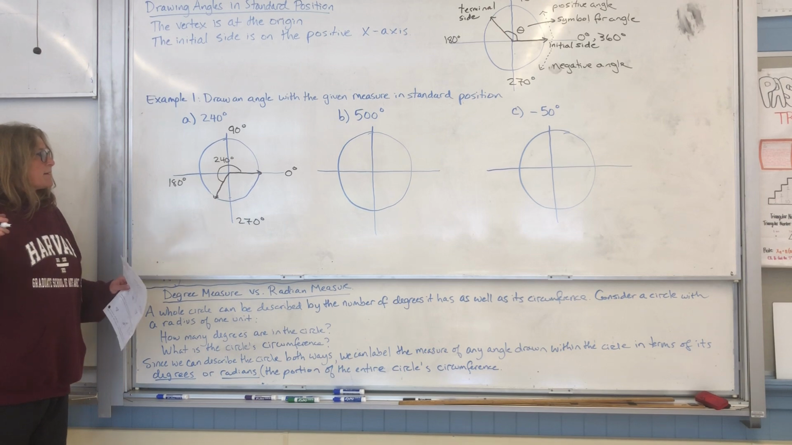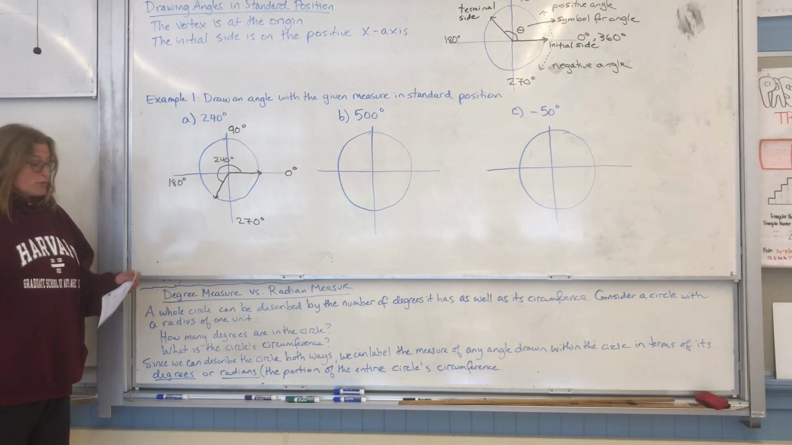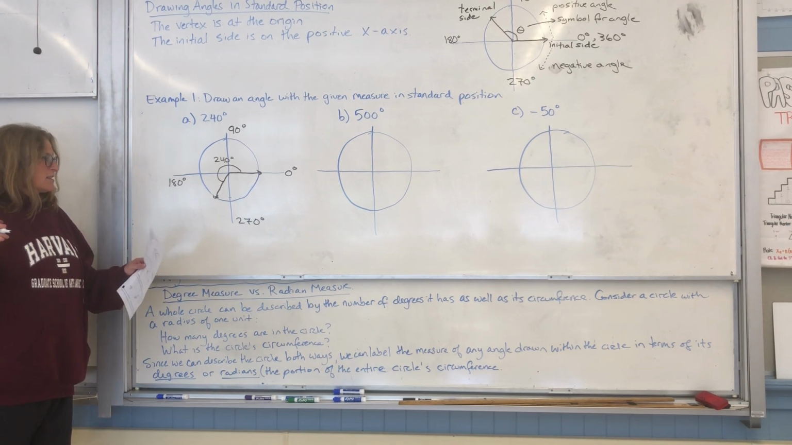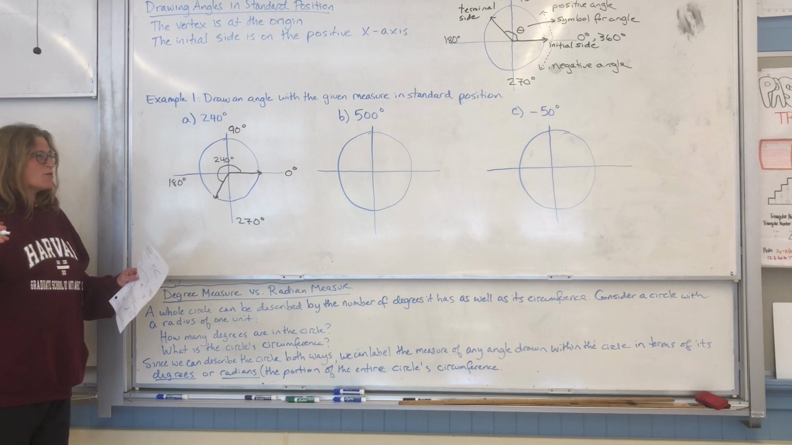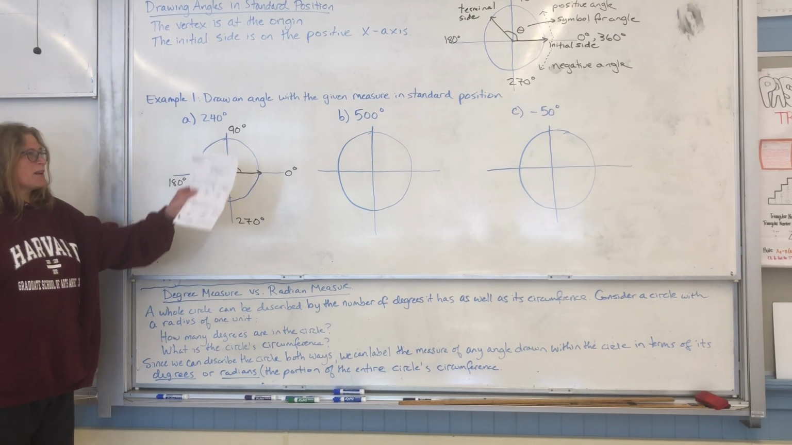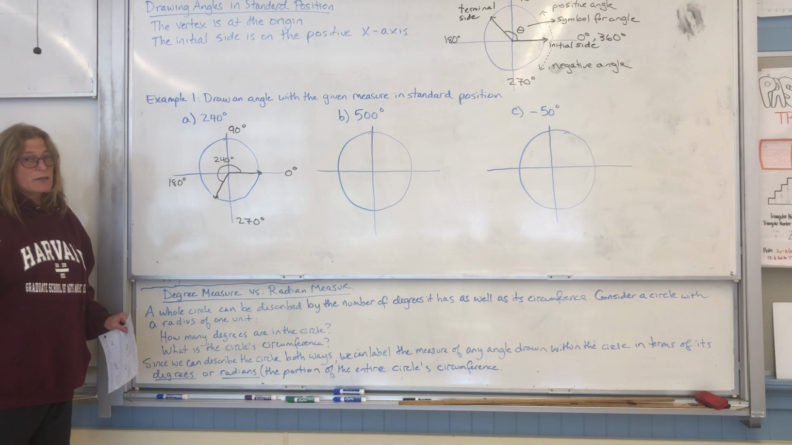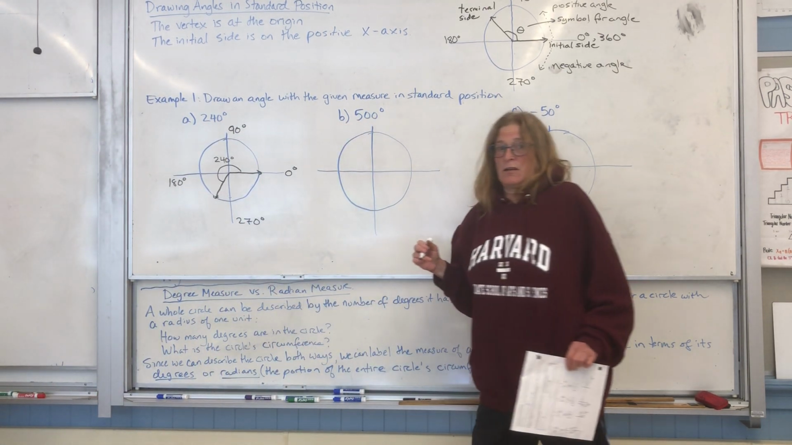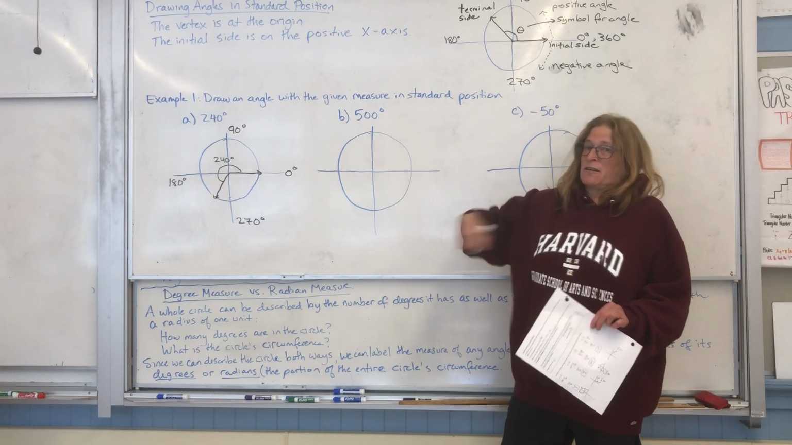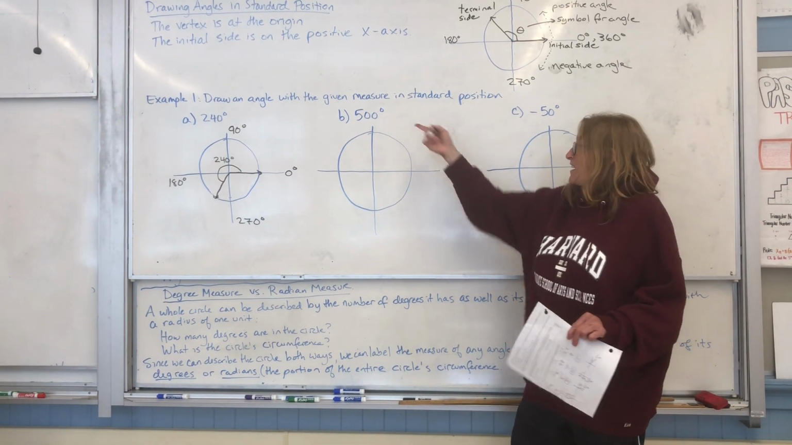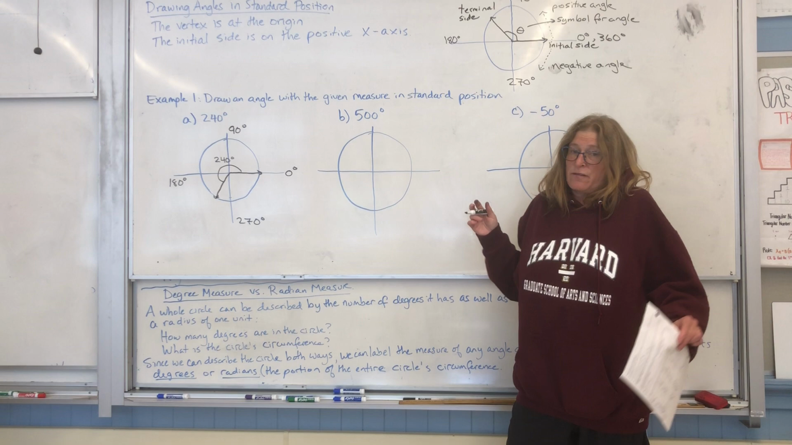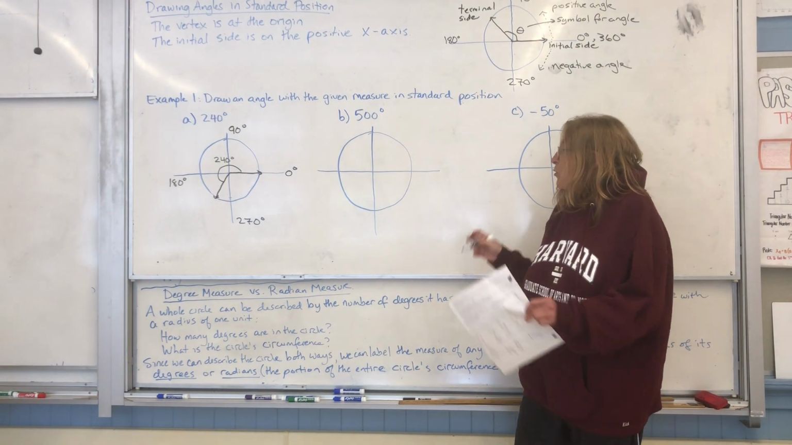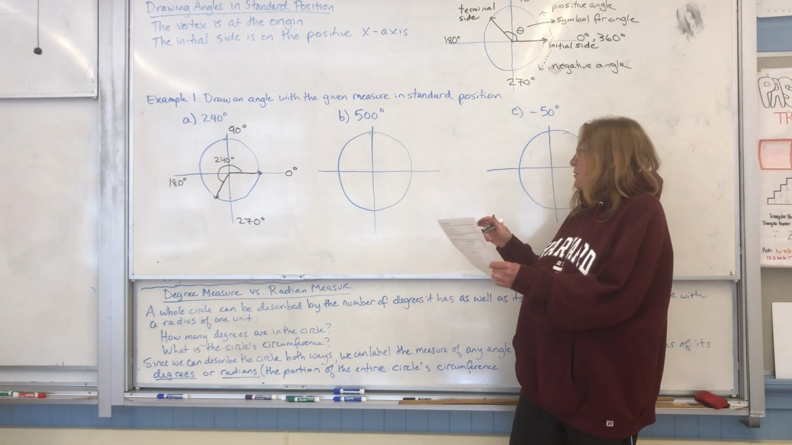Okay. How about 500 degrees? This is kind of a strange concept, because we just talked about how a circle only has 360 degrees. Here I want you guys to visualize a yo-yo. Imagine a yo-yo. I can spin it around however many times I want. So I can have, I don't know, 4 million degrees if I want. It just means I have to go around the circle more than once.